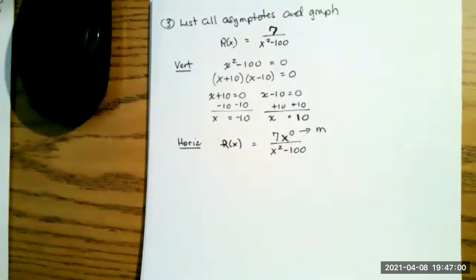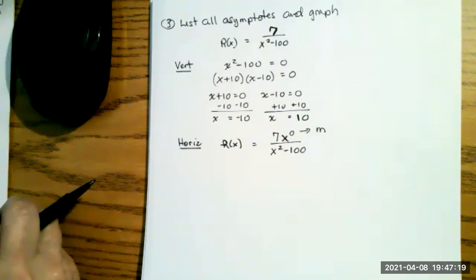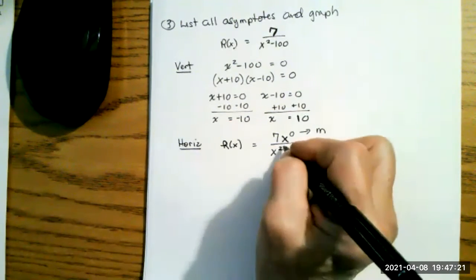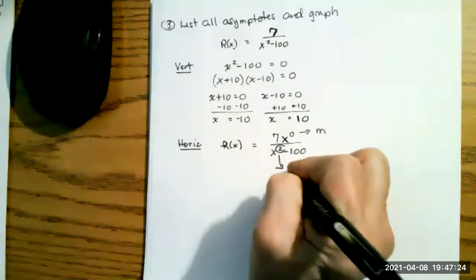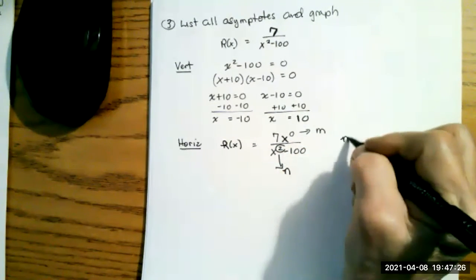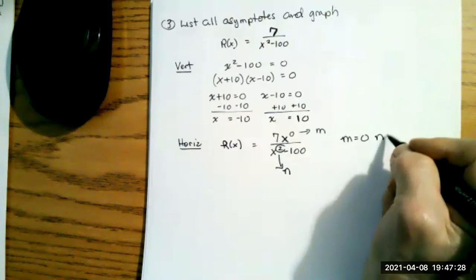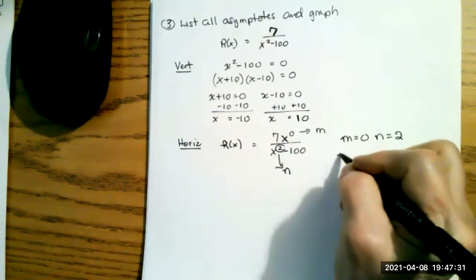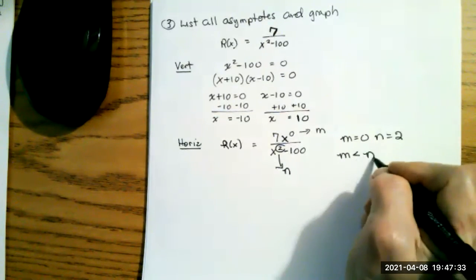Does anybody remember what anything to the 0 power is? 0? Nope. That's what people think usually, but that's not right. Anything to the 0 power is 1. So 1 times 7 is still 7. So I can put an x to the 0 in there just so I can find my m. My n is right here. So m is equal to 0. n is equal to 2. So m is less than n.